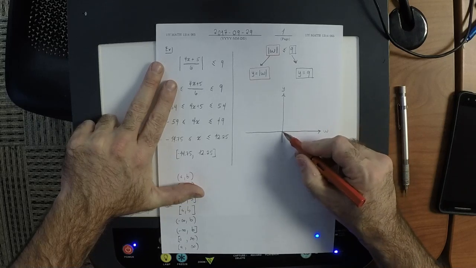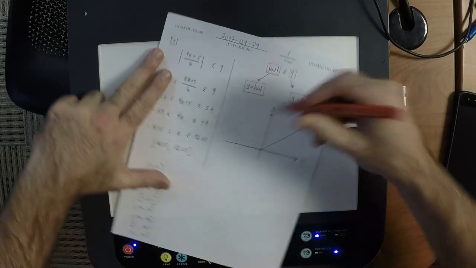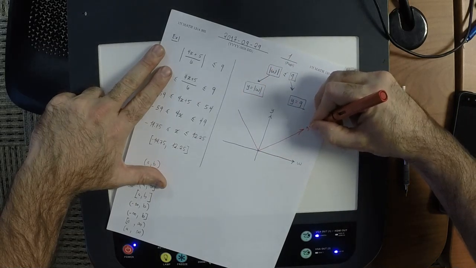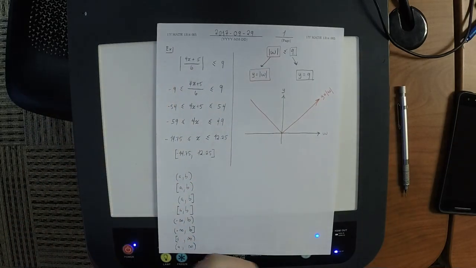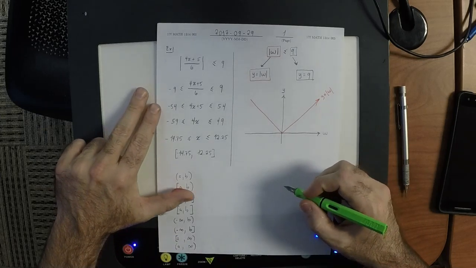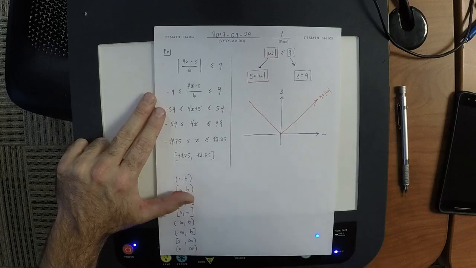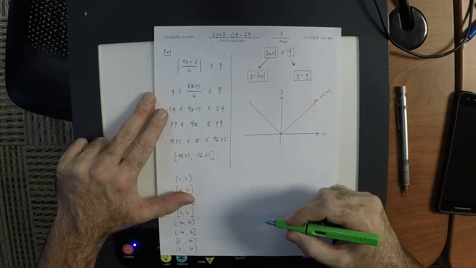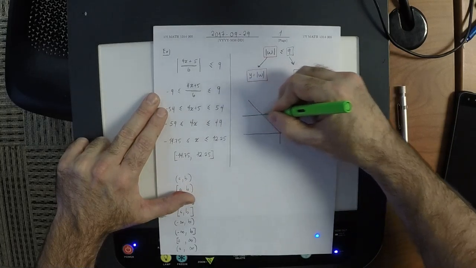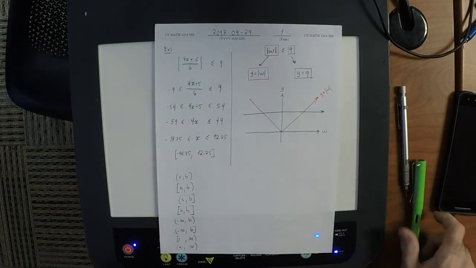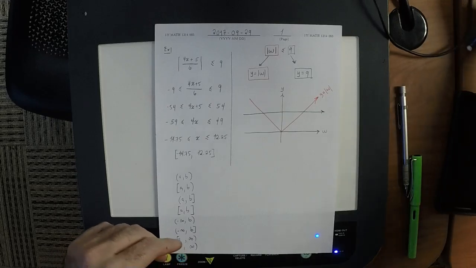A V. So it looks like that. Okay, and then when you plot y is 9, how does that look? Horizontal line, and how is it with respect to the origin? Above. Okay, so then we plotted the red and the green thing.